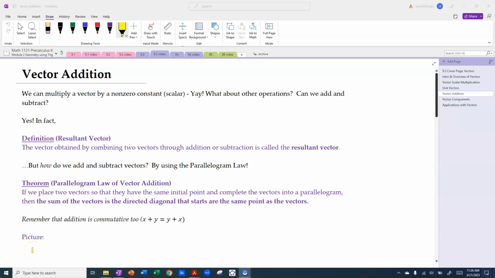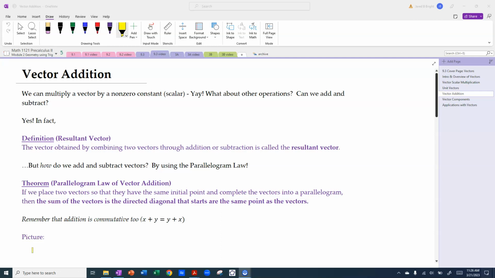So we know we can multiply a vector by a scalar. That's called scalar multiplication. Okay, can we do anything else? Can we add, subtract? Yep. And so we're going to look at addition, and so just a bit of language to help us get there.